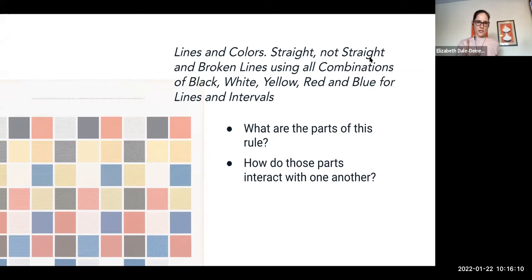So here's the first question. If we look at this rule, this set of text that you see at the top of the slide, what are the parts of it? So if you were going to sort these words into categories that would serve as the parts of the rules, what categories might you use? And you can share either in the chat box or out loud. I welcome voices.